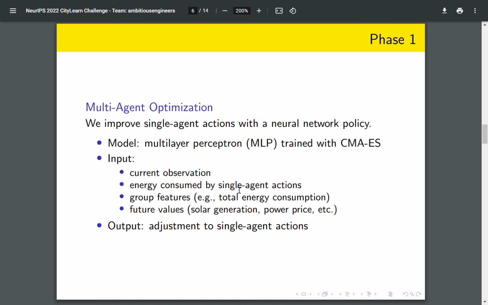And so the input to our model was the current observation. We fed in single agent actions and converted them to energy usage. And then we calculated group features like the total energy consumption, the total energy consumption of the previous time step, etc. And we also fed in future values of like solar generation and the price for power.